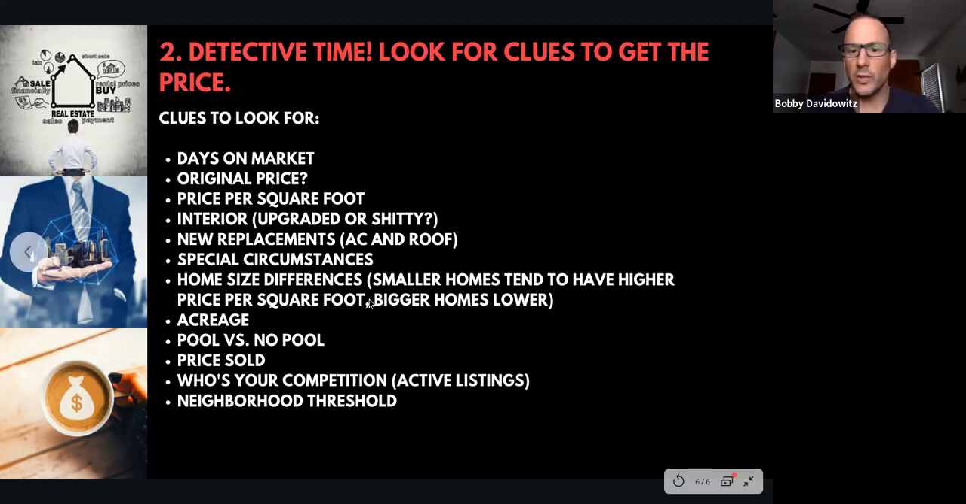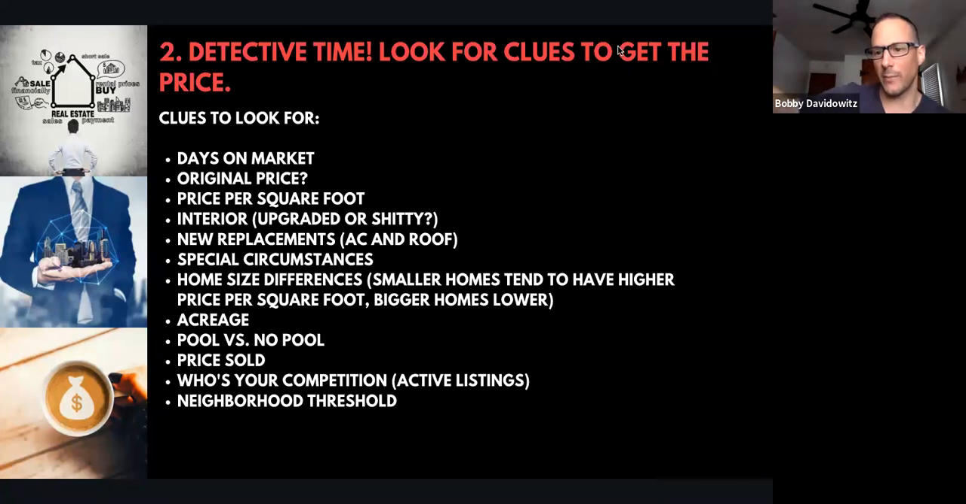Neighborhood threshold is a term that I came up with for talking about kind of what is the highest price that something is sold in the neighborhood, right? So this is what I mean by that. I might start doing some research, right? And I'm doing my comps.